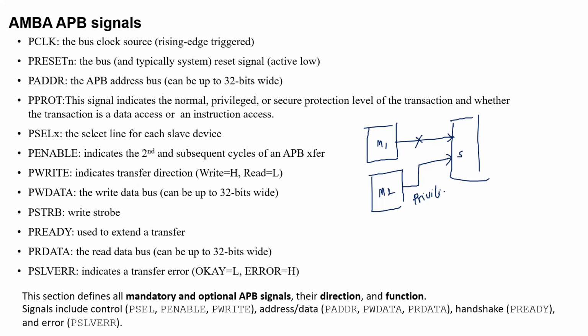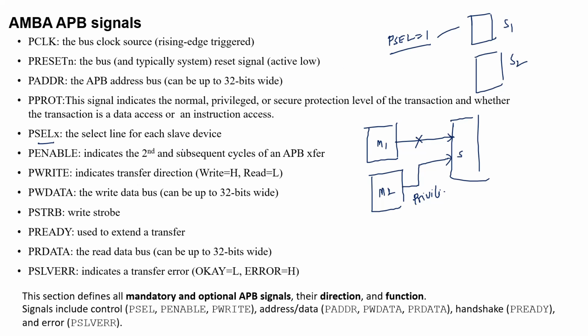And the slave select signal. If PSEL is 1, you are selecting a particular slave. We have multiple slaves, slave 1, slave 2, and any one of the slaves is selected depending upon the PSEL signal.